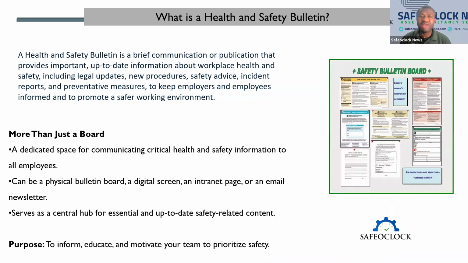So a Health and Safety Bulletin is a brief communication or publication that provides up-to-date information about workplace health and safety, including legal updates. They provide new procedures, information about safety advice, information about incidents that happened, information about how to keep workers informed and promote a safe working environment. So this is what a Health and Safety Bulletin is.